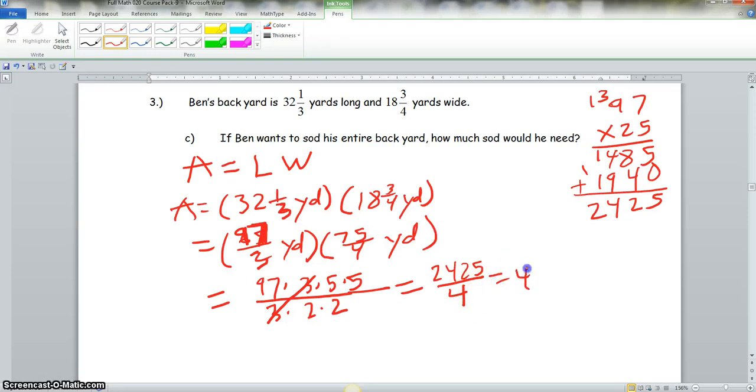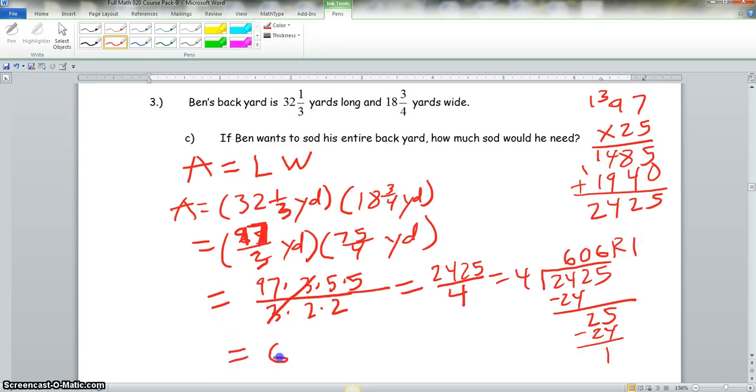Now we need to take 4 into the 2,425. 4 goes into 24 6 times. And that'll be 0, and we bring down our 2. 4 goes into 2 0 times, and we bring down our 5. 4 goes into 25 6 times. 6 times 4 is 24, and we have a remainder of 1. So our final answer here would be 606 1/4 square yards.